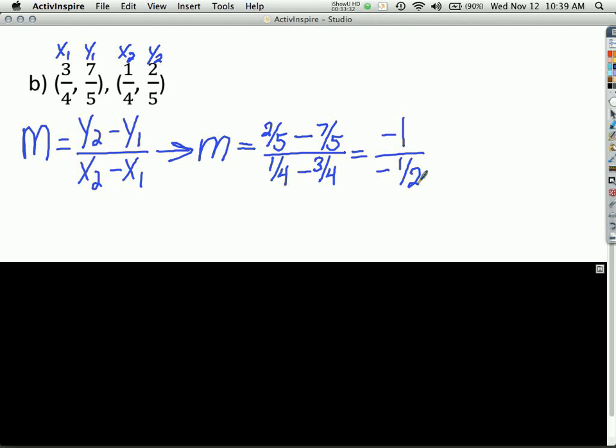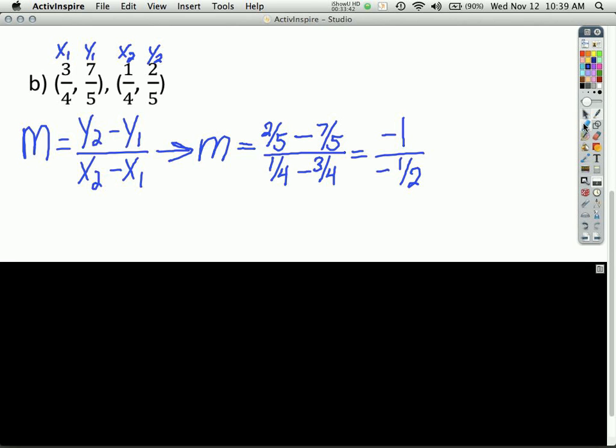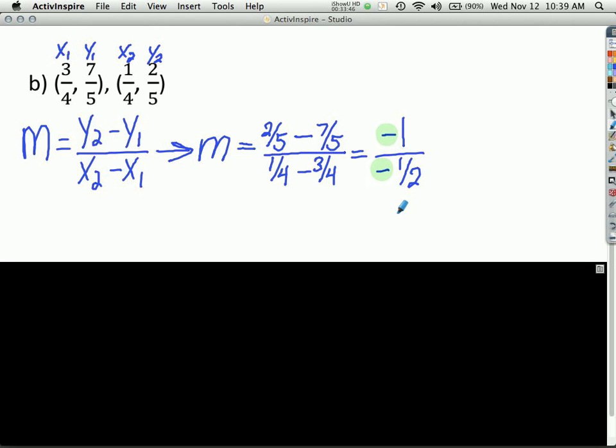So our slope is -1 over -1/2, and that's very awkward. So we don't leave it like that. We need to make that look a little nicer. So first, let's address this. What happens when we have a negative over a negative? What does that really mean? Paige? That means it's positive.